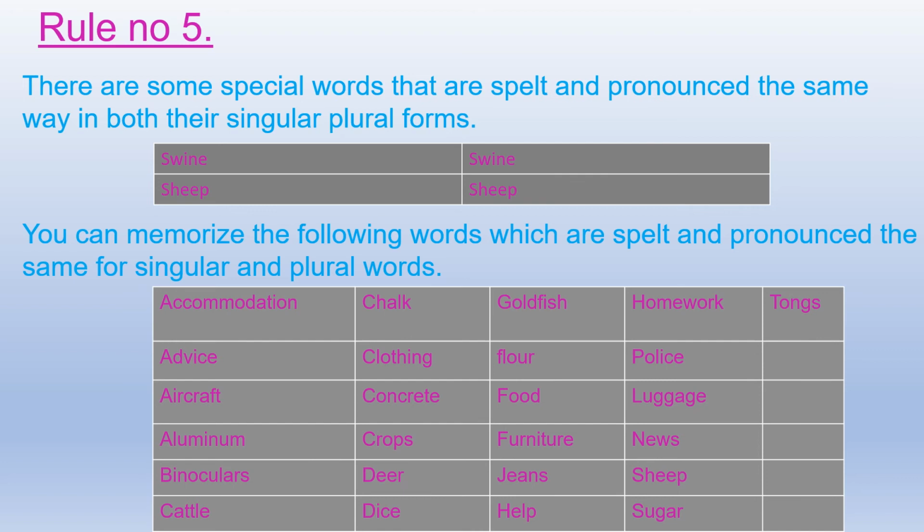Accommodation, advice, aircraft, aluminium, binoculars, cattle, chalk, clothing, concrete, crops, deer, dice, goldfish, flour, food, furniture, jeans, help, homework, police, luggage, news, sugar, and tongs. These are the words for singular and plural, which will be spelt and pronounced the same way.